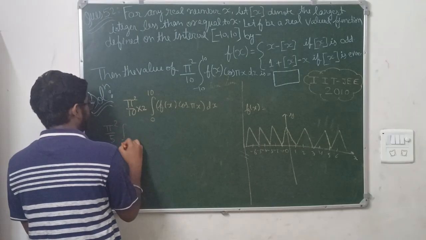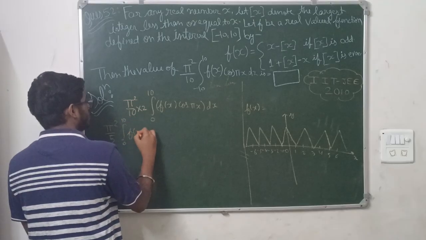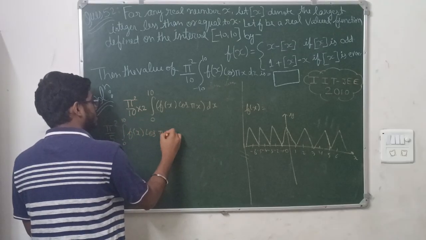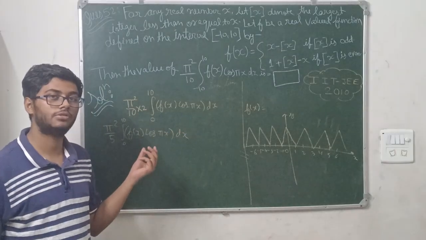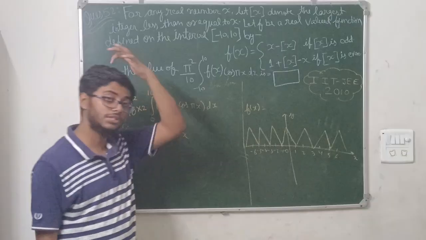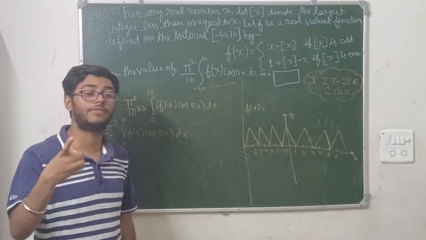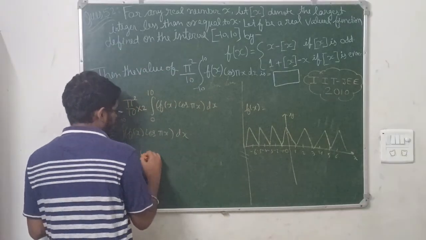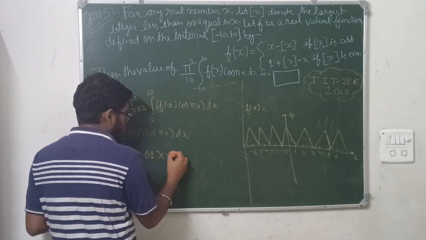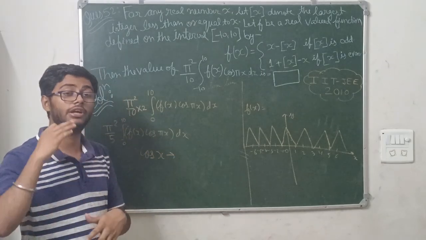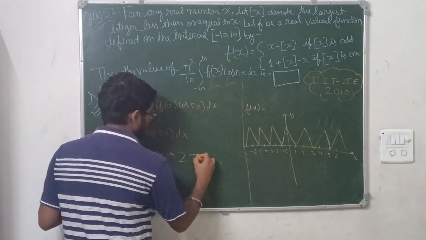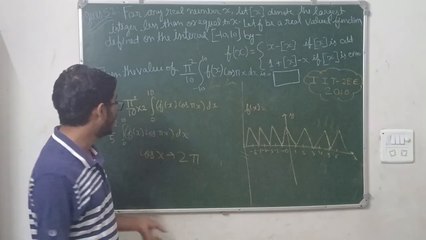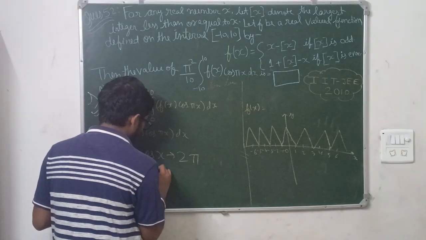And how will you integrate this function? 0 to 10 fx cos pi x dx. Now one more concept of integration is used here. Cos pi x is a periodic function, means its value repeats after a certain interval. So we know that cos x repeats its value at the specific interval of 2 pi. Cos x period is 2 pi. So what will be the period of cos pi x?